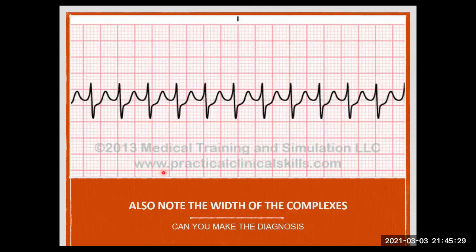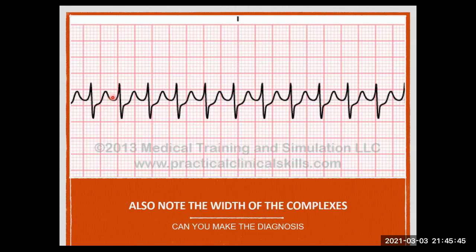Now let's try another one. Right, so everybody gets a bit scared when they see this, but let's have a look and see. So first, let's work out the rate. The rate is about 1, 2, so just above 150. So we've got quite a heavy tachycardia going on here.